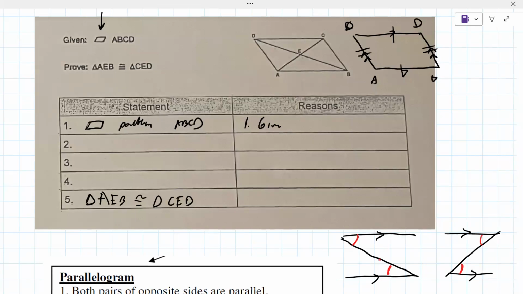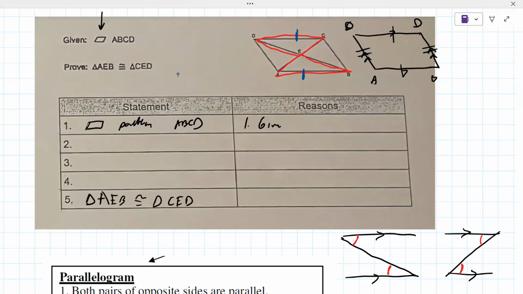AEB is congruent to CED. We're trying to prove those triangles are congruent, so we're going to need some sides and some angles. Do we know that the top and bottom are congruent? And if so, why? We kind of already addressed that.